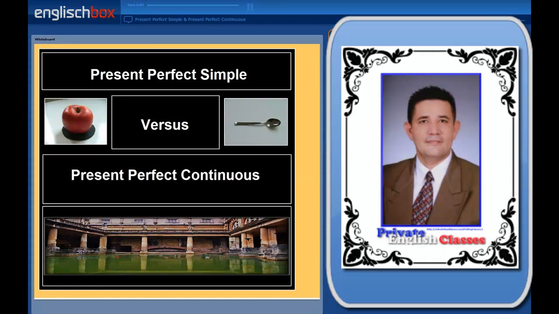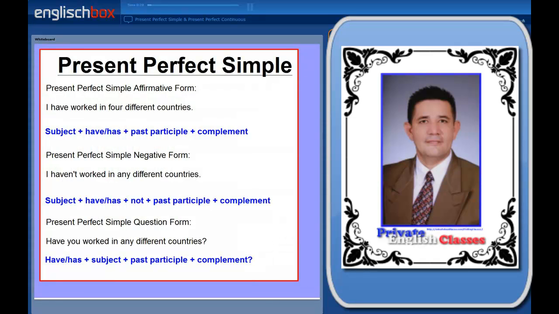Today we're going to talk about the present perfect simple and the present perfect continuous. We're going to look at the structure first of all, and then we're going to look at the use of the tense and the different situations and circumstances in which the tenses are used.